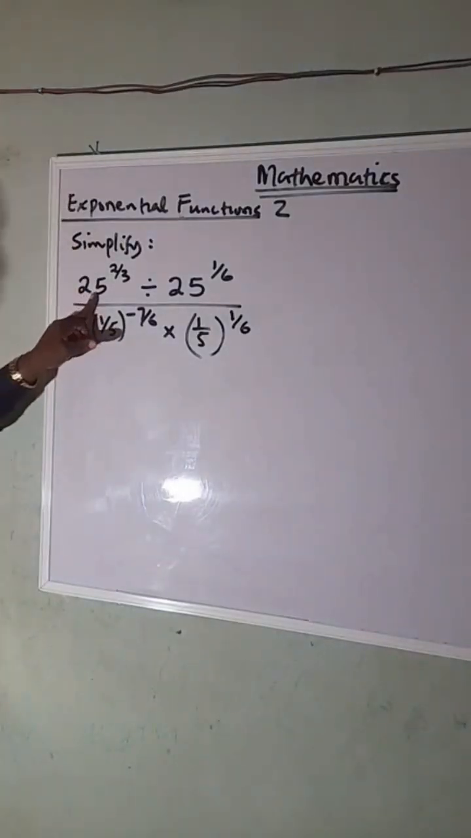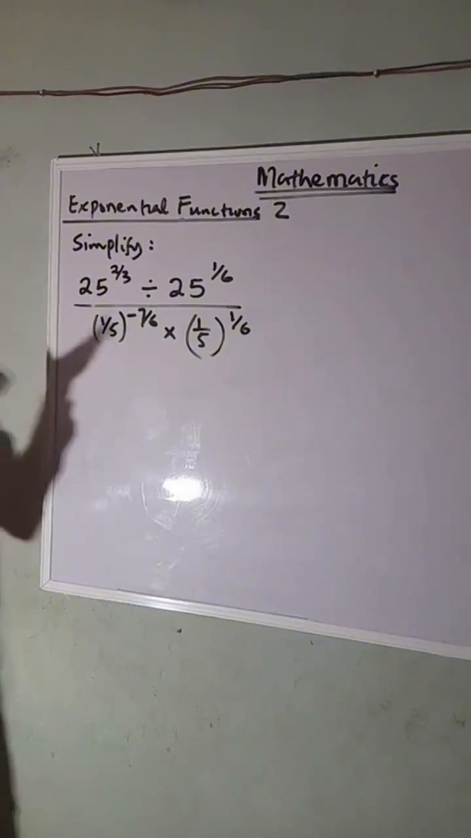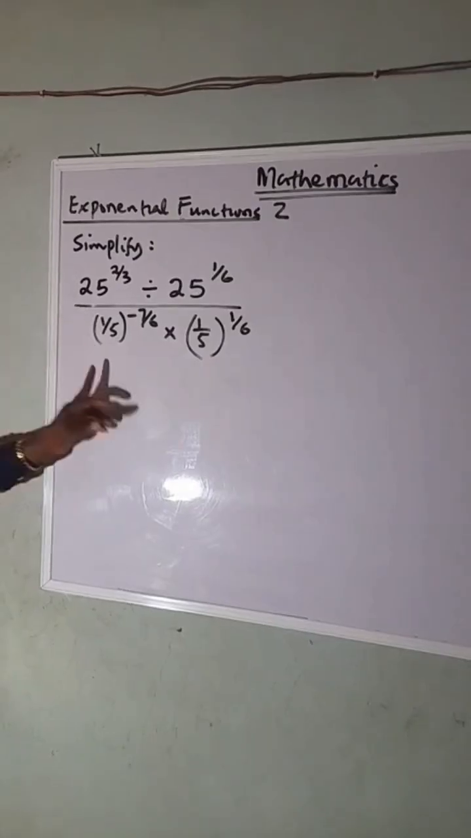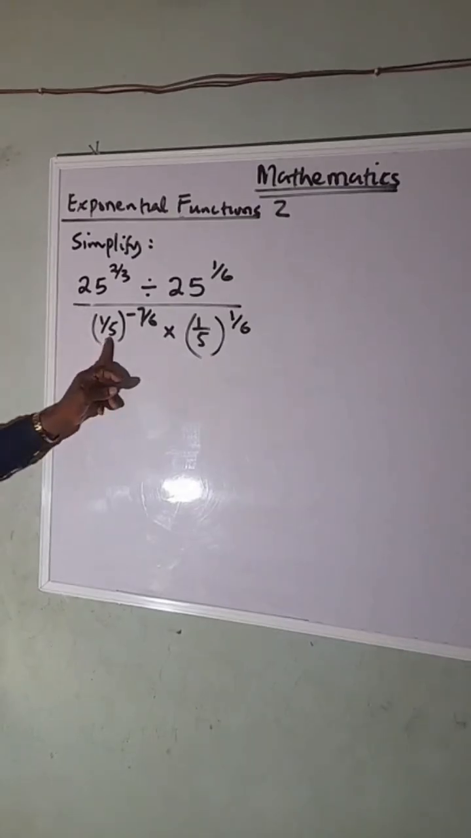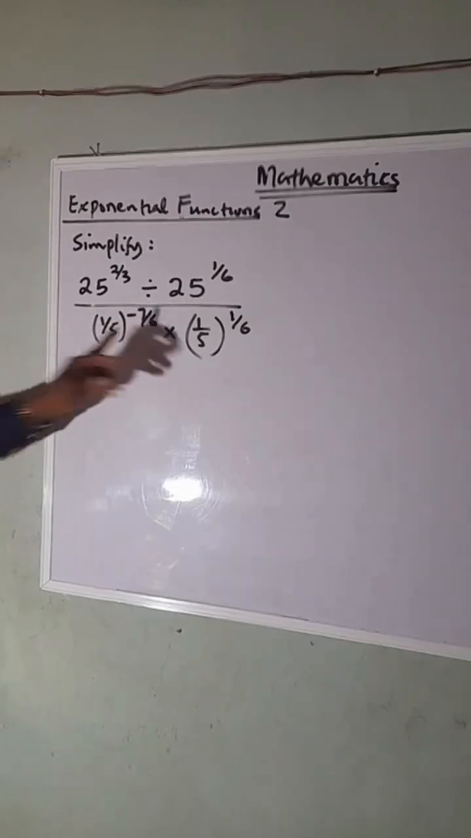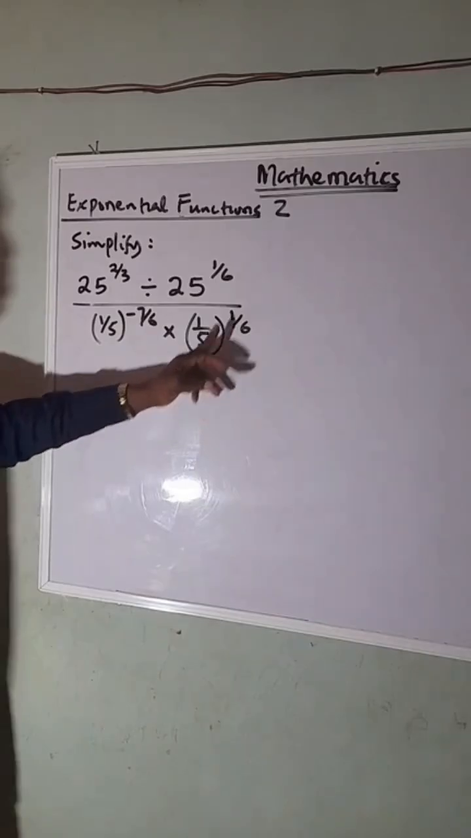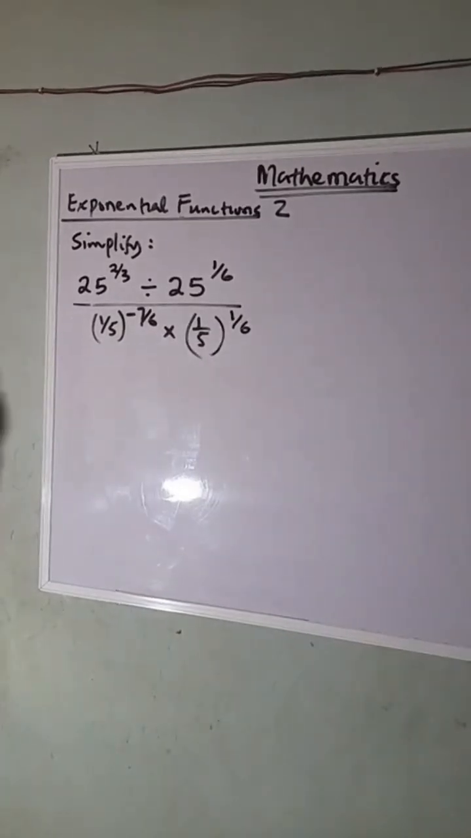25 is the base. The power is a fraction, 2 over 3. Divide by 25, which is also a base, raised to the power of fraction, 1 over 6. The denominator, the base is 1 over 5, and the power is minus 7 over 6. Multiplied by another base, which is also 1 over 5, raised to the power of 1 over 6.